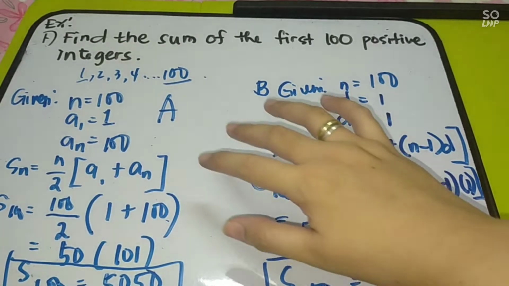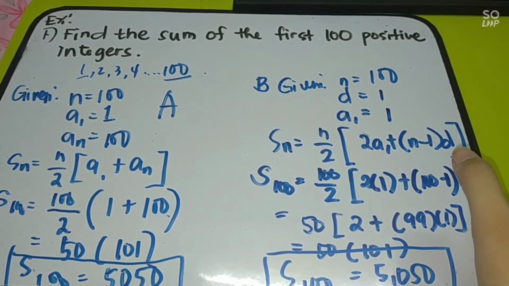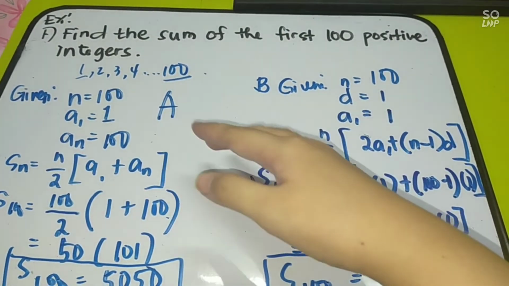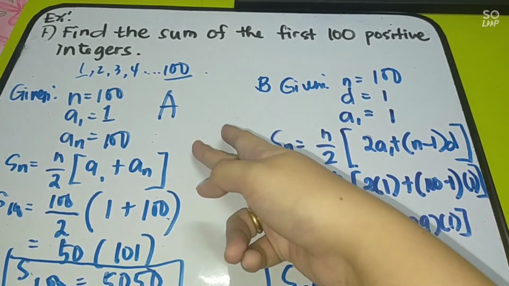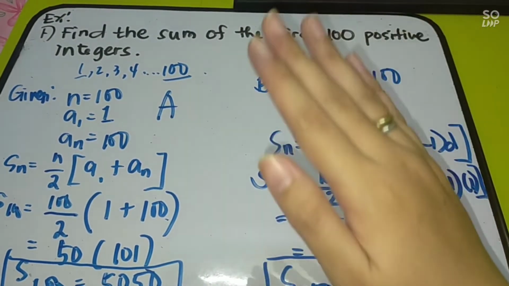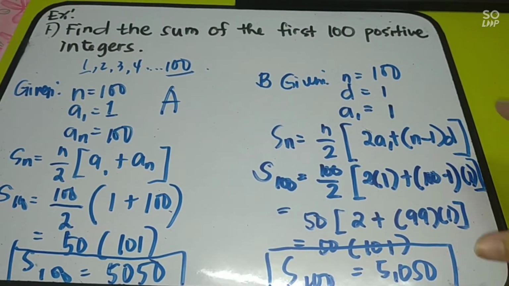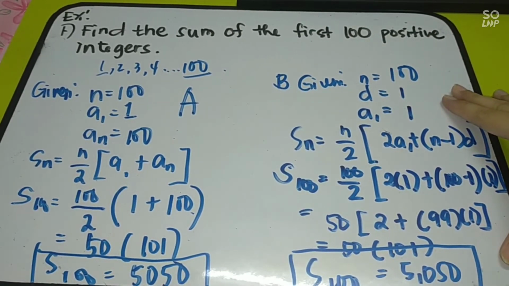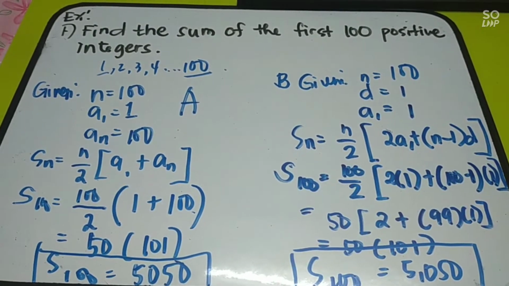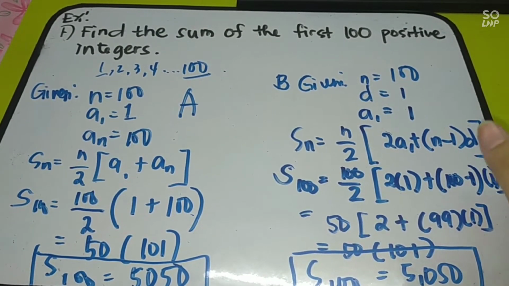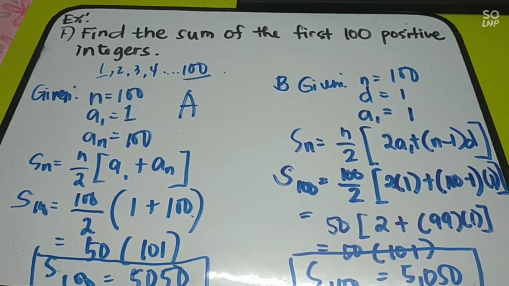Yun nga lang, mas madali yung situation A natin. Okay? Basta alam mo kung ano yung kanyang given, meron kang first term at last term, go for situation A. Kung ikaw naman ay wala kang last term, you didn't know the last term, go for situation B. Is it clear? So, same, magkaibang formula, but then we have the same answers. So, depende sa inyo kung ano yung inyong gagamitin na formula. Is it clear? Let us have another example.